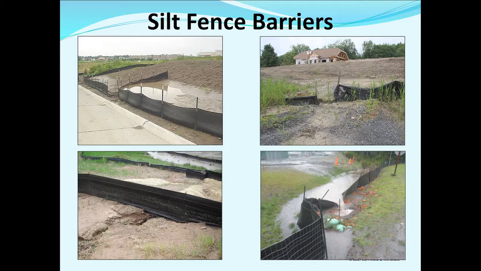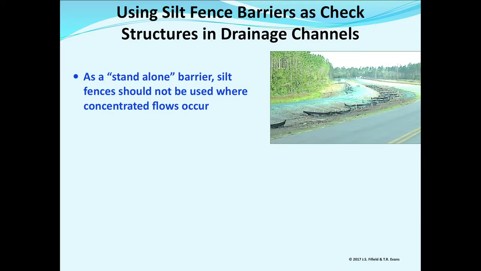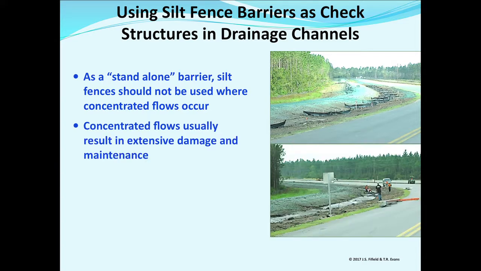It might have been the fact that it was just the wrong BMP at that location. It looks like there's a lot of upgradient area there. So you've got to look at them. And this is a biggie. Never, never, never, never, never, never to the 10th power put silt fences in a drainage channel. Bad, bad, bad. Why? Because they will always fail.